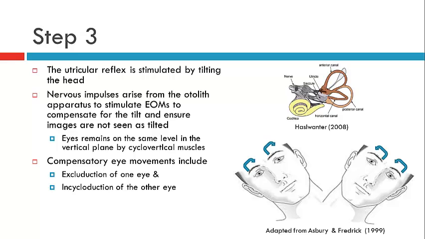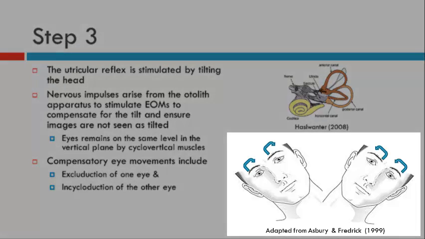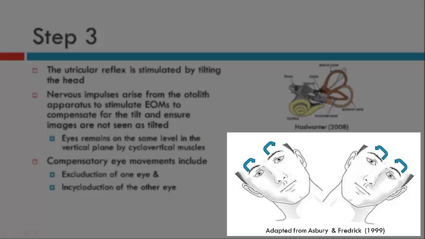So if we look at the image here to the right, we've got a patient tilting to the right, and what we see here is that their right eye will incycloduct, whilst their left eye will excycloduct when in this position. On the other hand, when we see the patient tilting to the left, the left eye is incycloducting and the right eye is excycloducting.